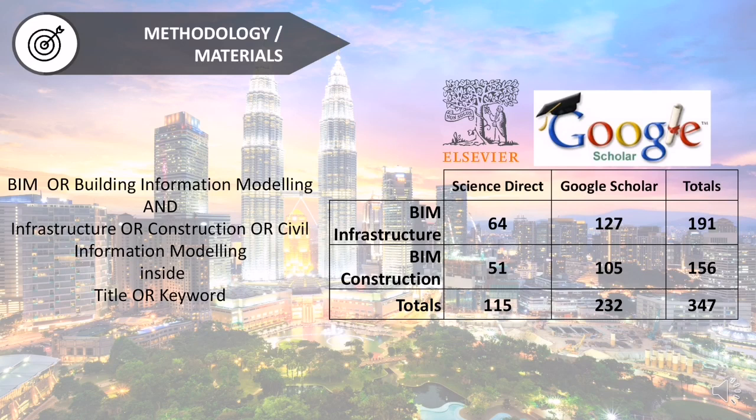These are the keywords that I used in my search engines, Science Direct and Google Scholar. I used BIM or Building Information Modeling, and Infrastructure or Construction or Civil Information Modeling, inside the title or keywords. From that, this is what I got, and it gives a total of 347 articles. However, I sorted 54 research articles associated with the construction phases.